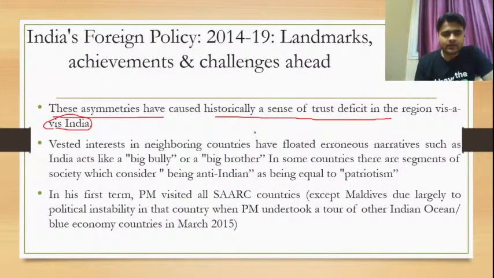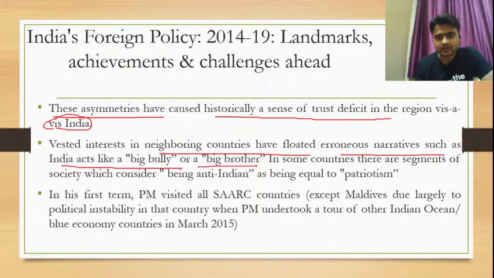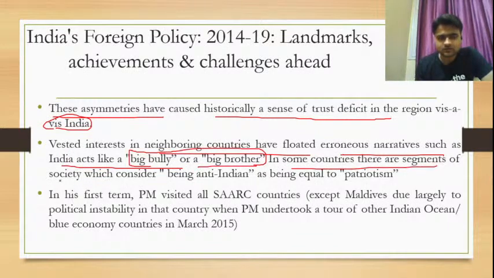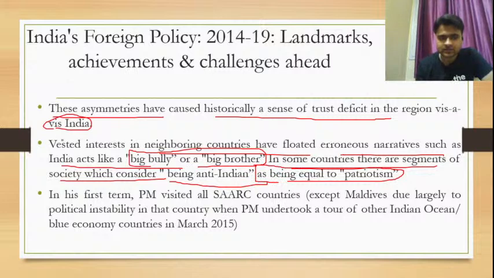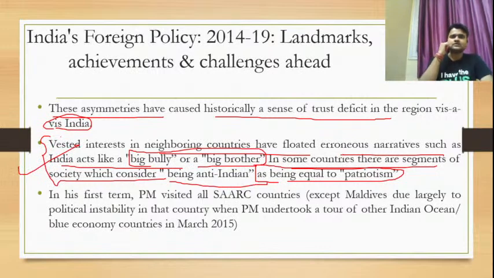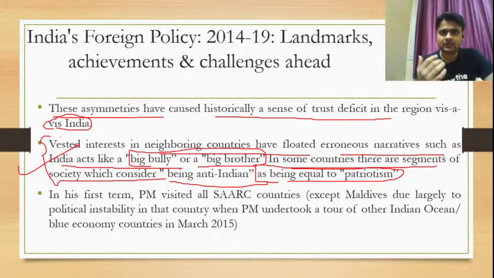Then vested interests in neighboring countries have floated erroneous narratives such as India acts like a big bully or a big brother, fine. This we already discussed. In some countries there are segments of society which consider being anti-Indian as being equal to patriotism, isn't it? This also we discussed in the first slide of our today's class. That is how Nepal is considering us as their big brother, and they are thinking that we are trying to coerce them. That is the problem, fine.